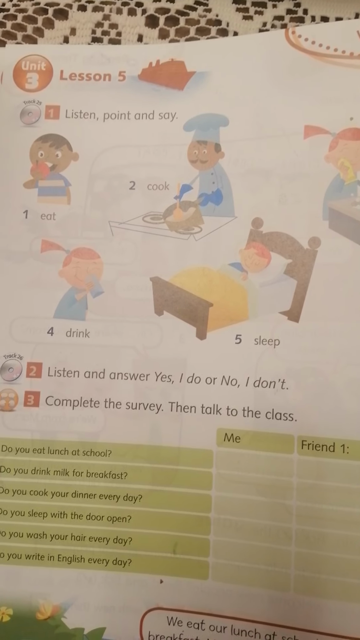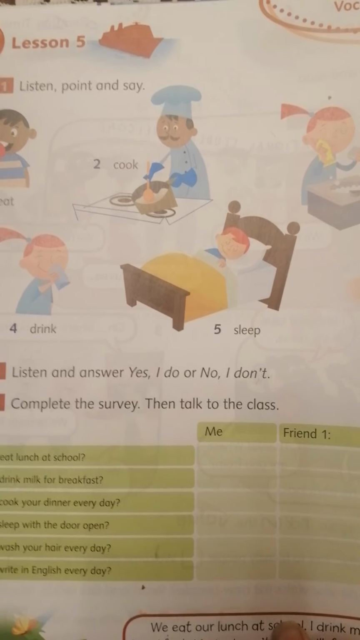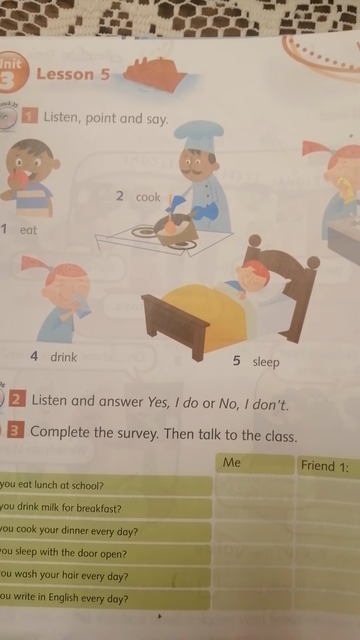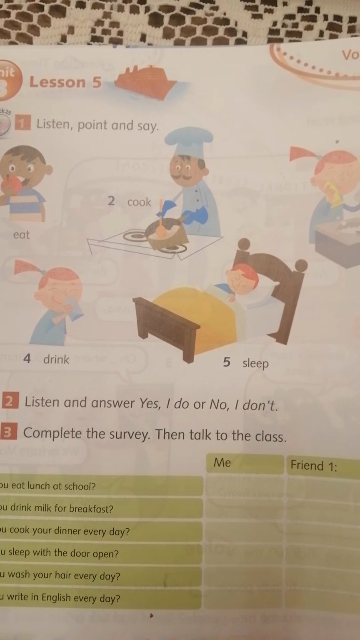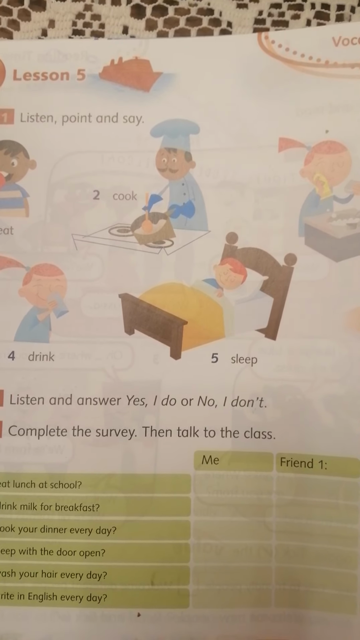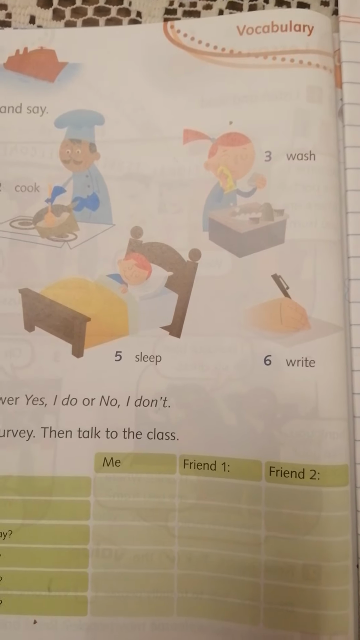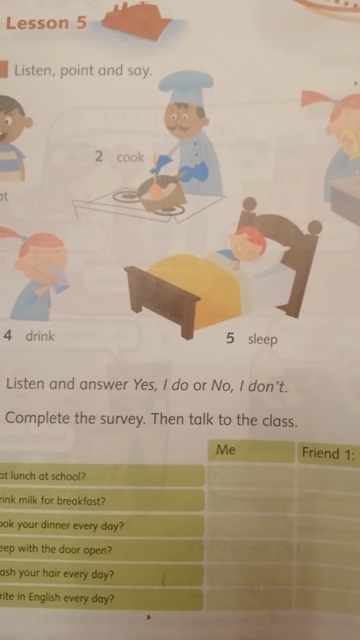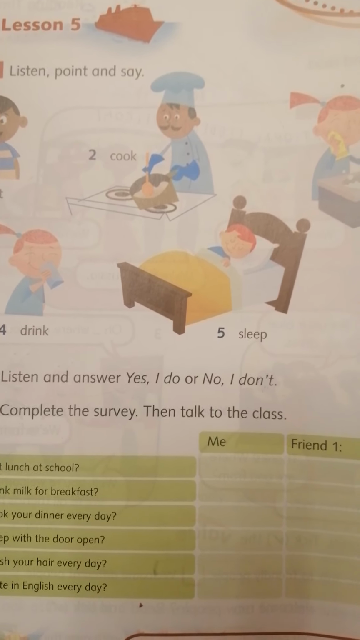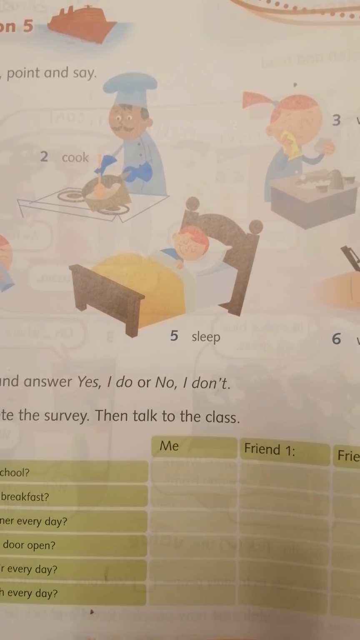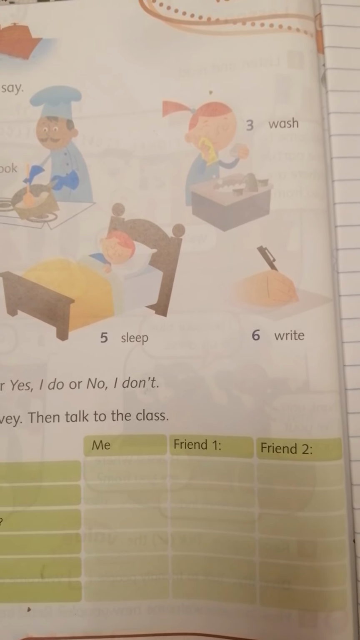Unit 3, Lesson 5, Activity 1, page 30. Listen, point, and say. 1. Eat. 2. Cook. 3. Wash. 4. Drink. 5. Sleep. 6. Write.